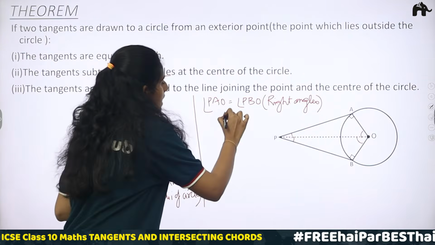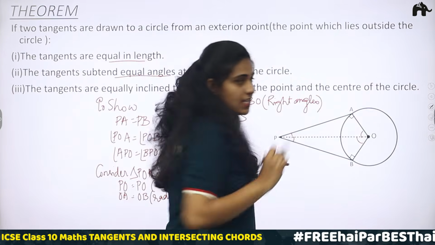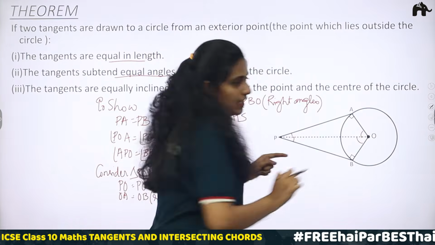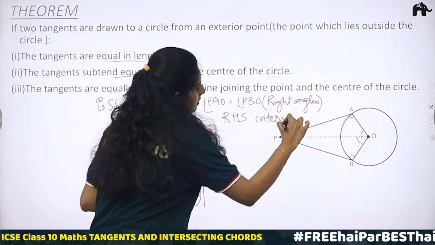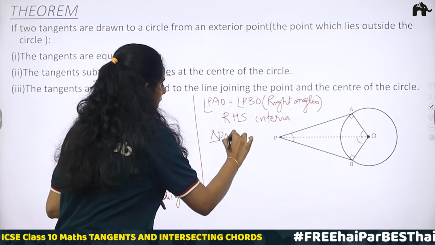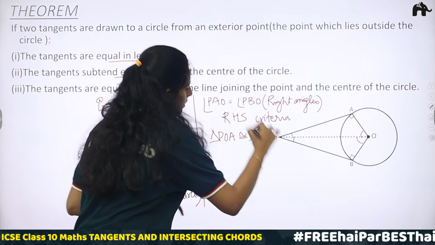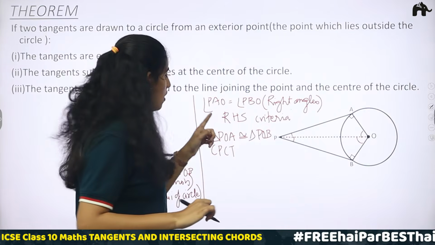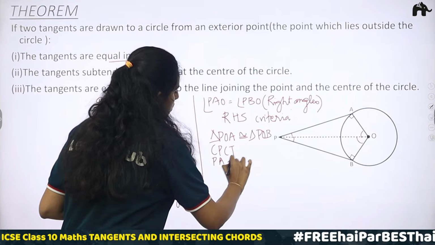Okay. So, using the RHS criteria. Remember, here we have a right angle, common hypotenuse and one side equal. Therefore, using the RHS criteria, we have triangle POA congruent to triangle POB. Then using CPCT. What is CPCT? Corresponding parts of congruent triangles. We'll be having PA is equal to PB.